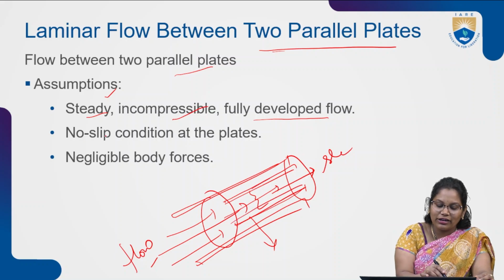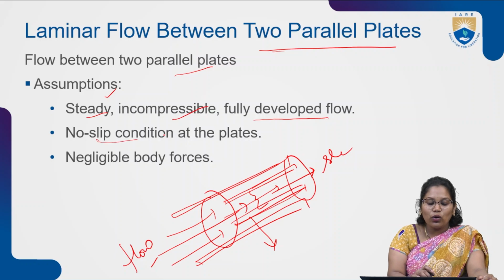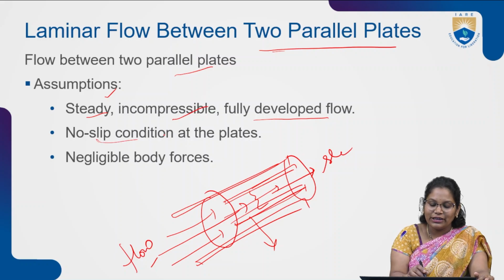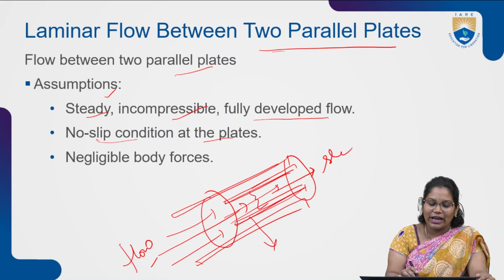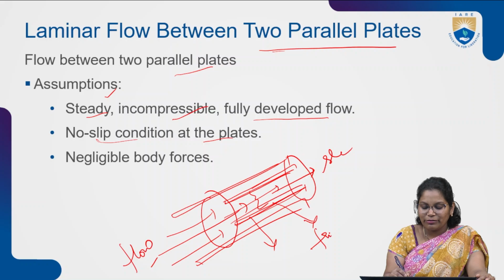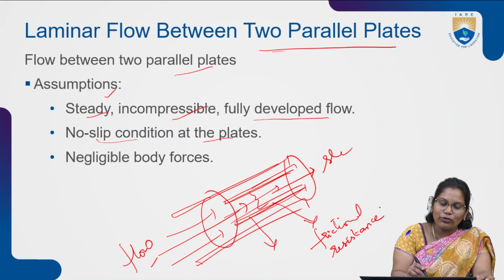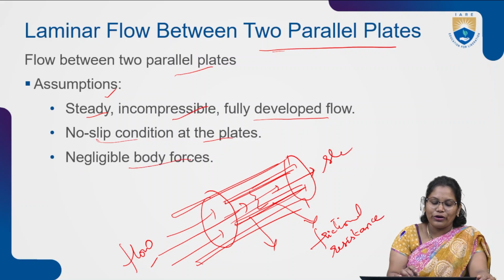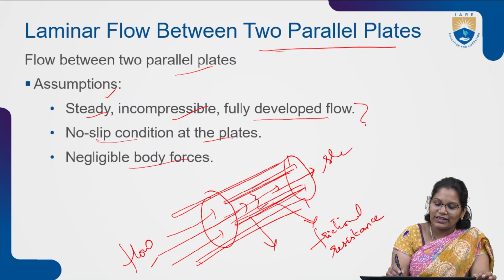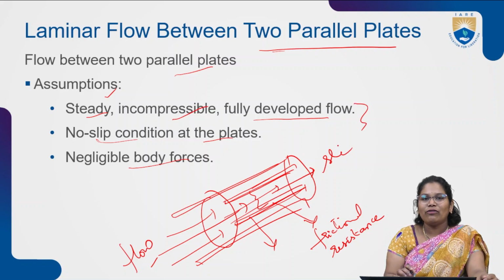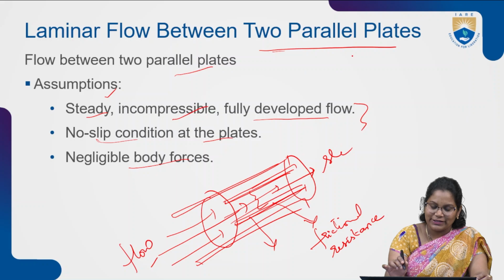Another assumption is the no slip condition at the plates, meaning there should act some frictional resistance due to the plates. And negligible body forces. These three are the assumptions to derive the laminar flow between two parallel plates.